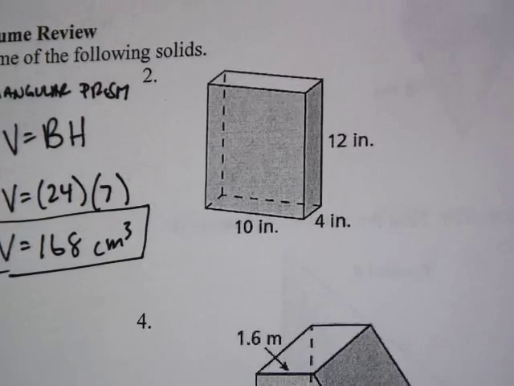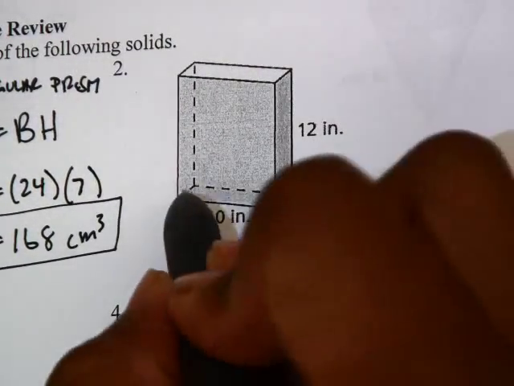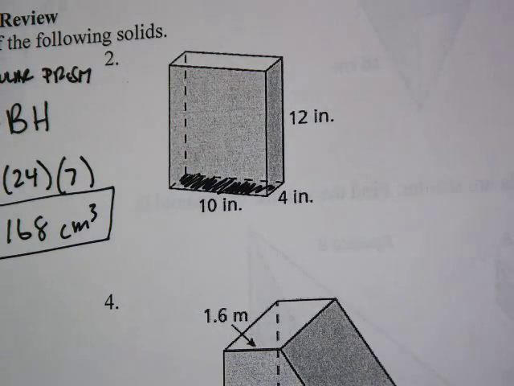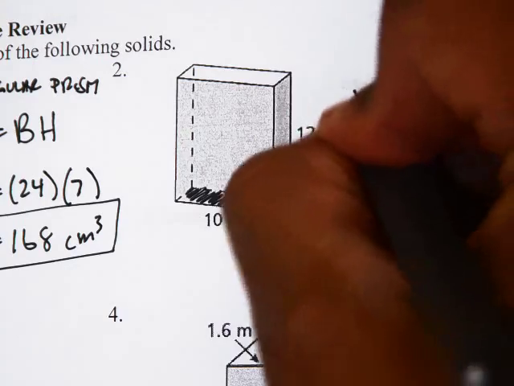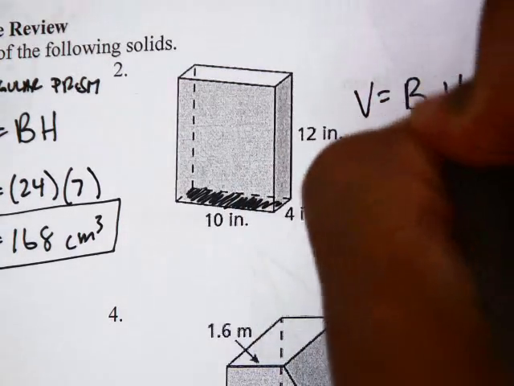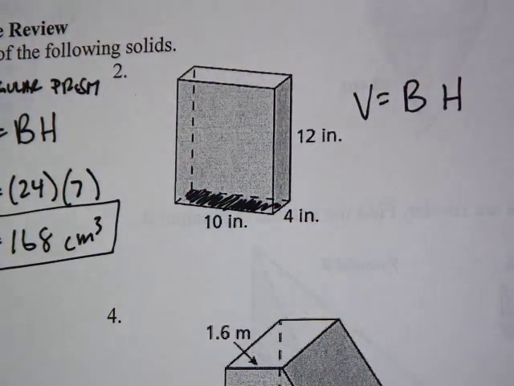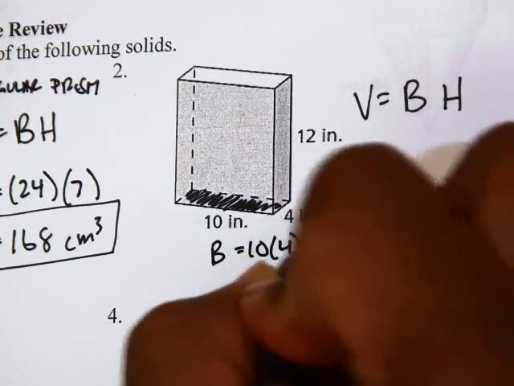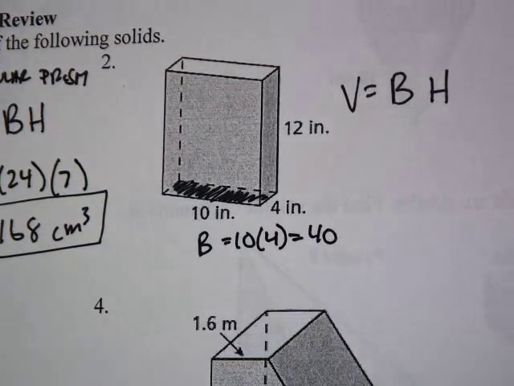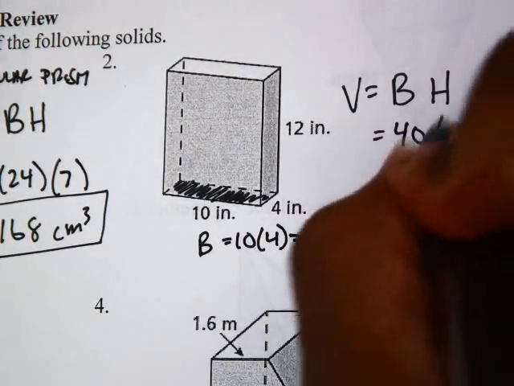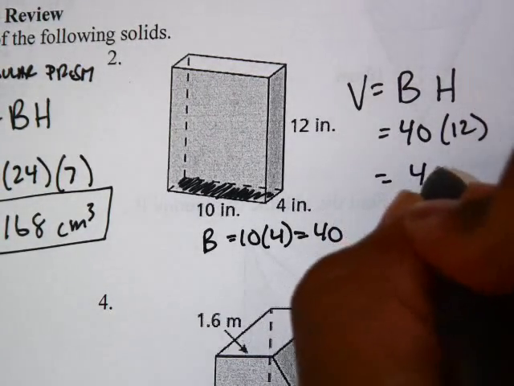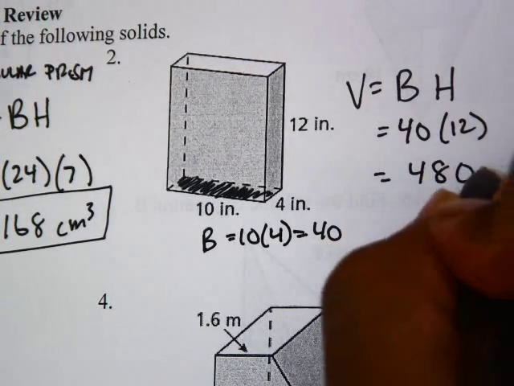Number 2 is a rectangular prism. So the bottom and the top could be your bases, and the front and the back could be your bases, the left and the right can be your bases. It actually doesn't matter on a rectangular prism. We're going to do the bottom. We're going to use capital B times H. So capital B in this case is 10 times 4, 40. So this is 40 times 12, which is 480 inches cubed.